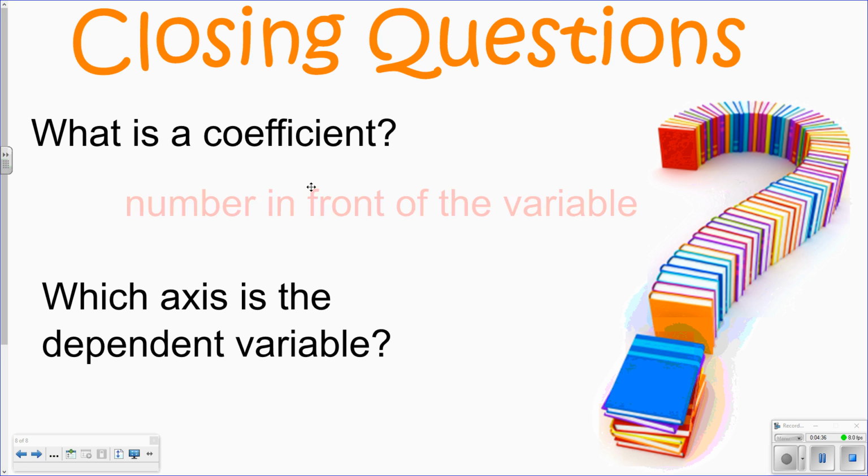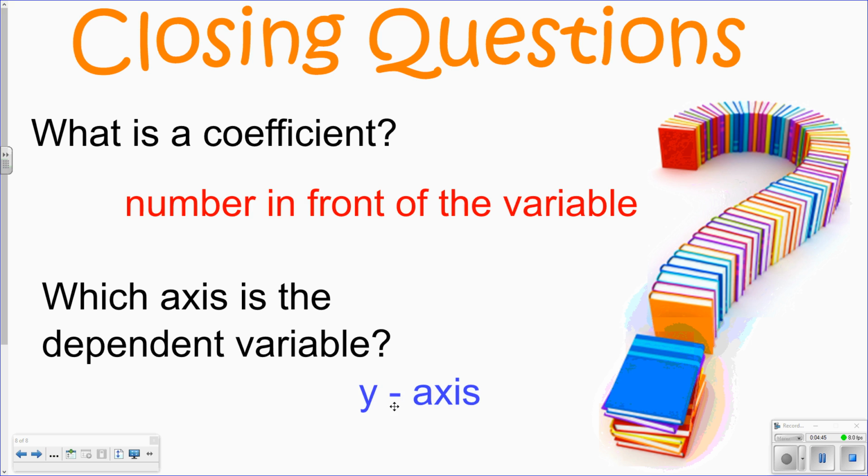So what is a coefficient? It's the number in front of the variable, and it means multiply. Which axis is the dependent variable? That's the y-axis.